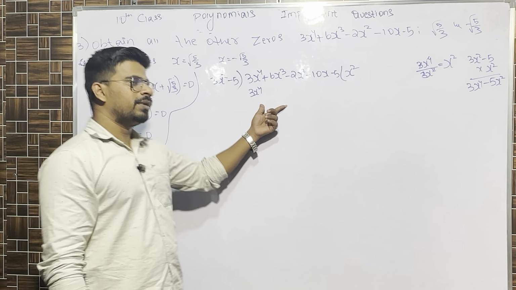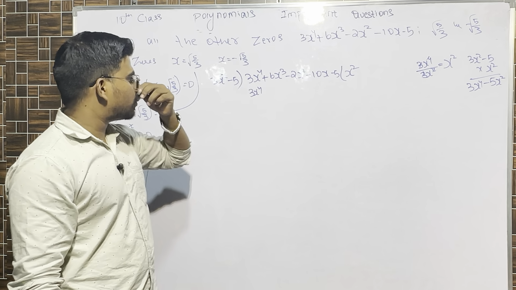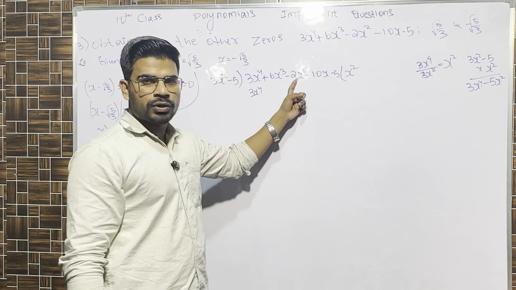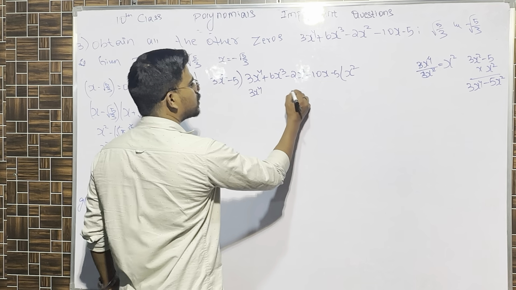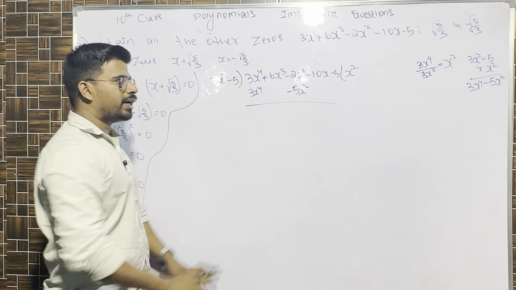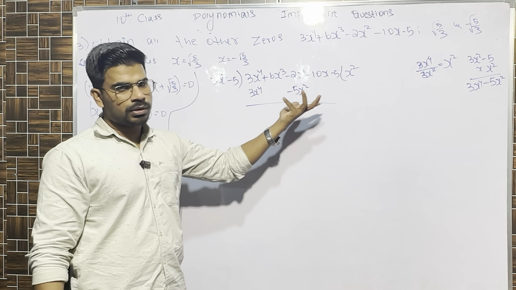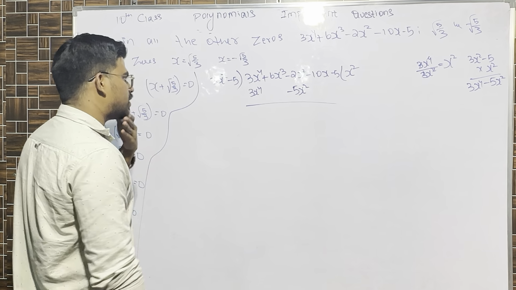Now here you'll make a mistake. You'll write minus 5x square below 6x cube. That is not what you're supposed to do, because it is x square. X square should be written below the x square term, which is minus 2x square. So I'm writing minus 5x square here. You understood why I did not write x cube? Because I did not get any x cube term from there, so just leave that empty space.